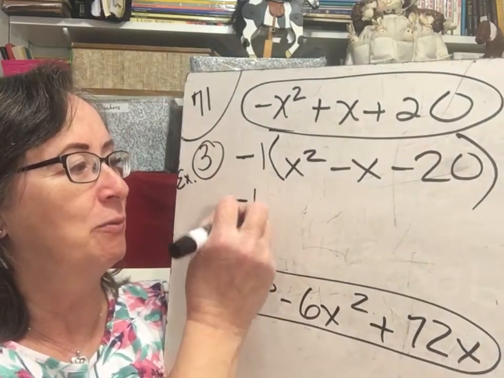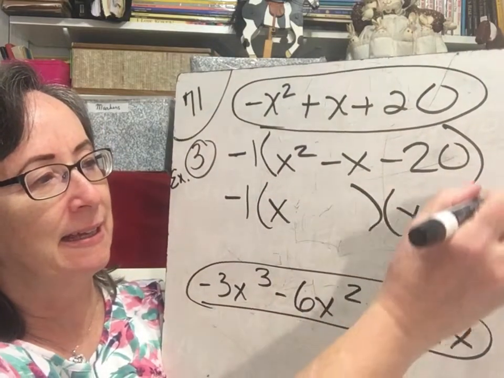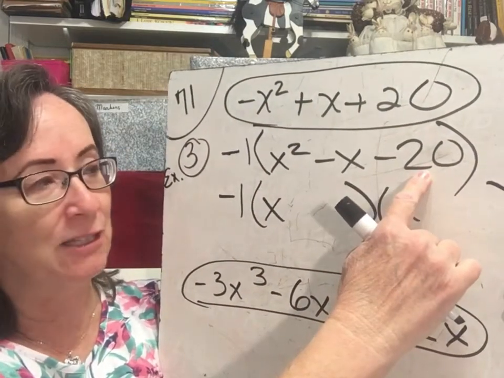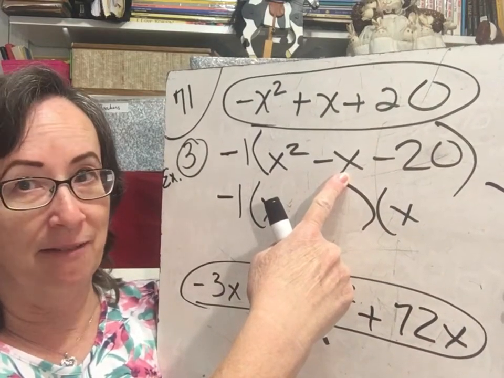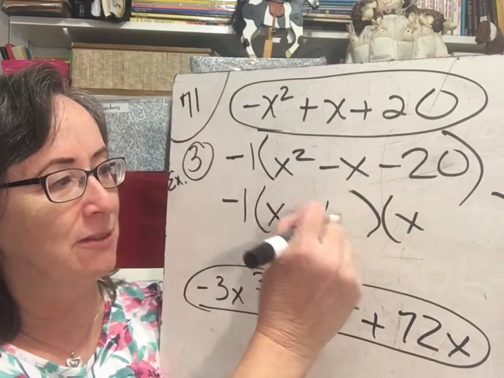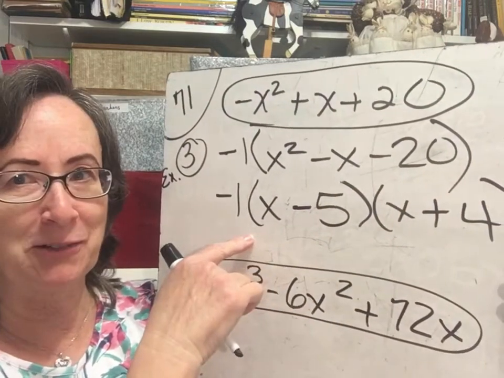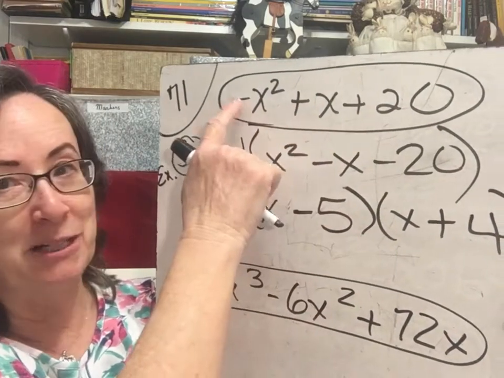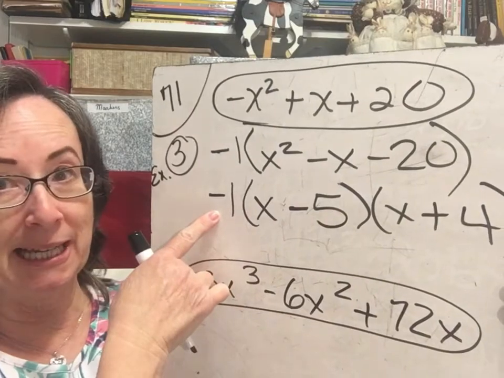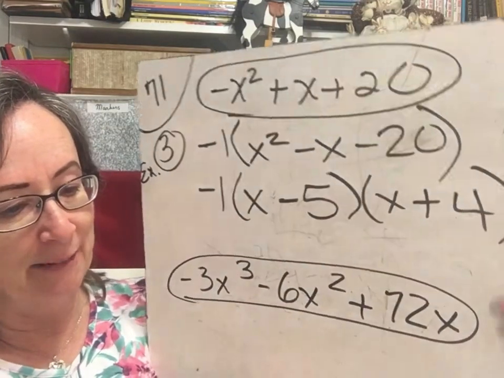So negative 1 times x. 20 is 5 times 4, and that's a difference of 1, right? So minus 5 plus 4, the exact same factors as the one we had before, but we had to pull out the negative 1. So we would leave the negative 1 out here and write those factors like that.